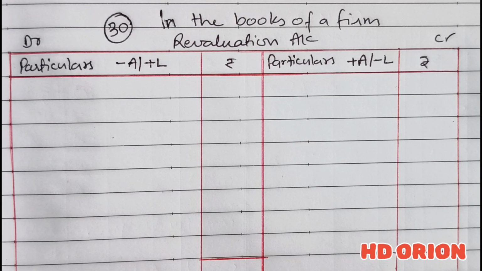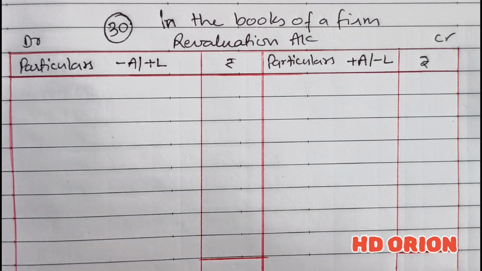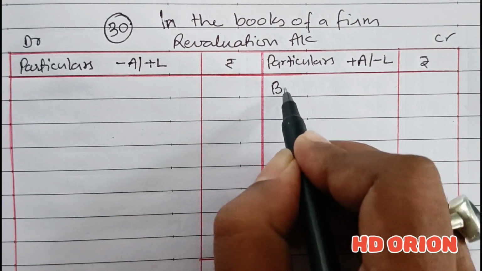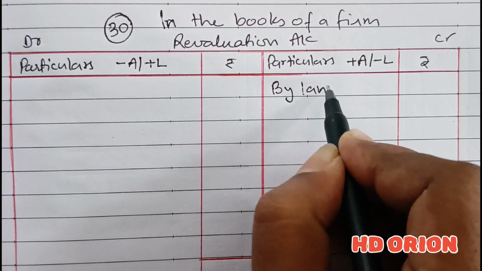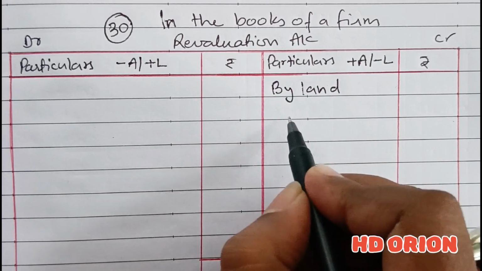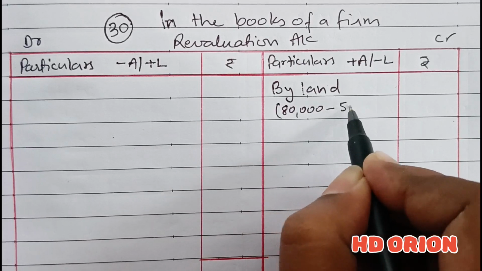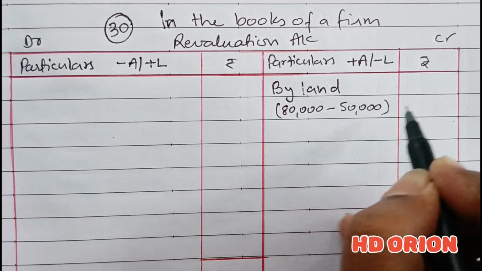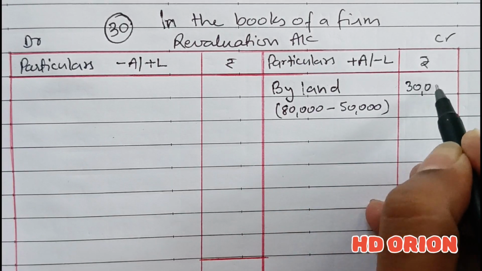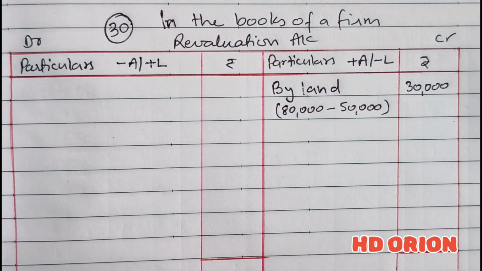Second point says that land will be revalued at rupees 80,000. And in the books it is given 50,000. So the value is increasing, so we will record it on the credit side. So land account debited to revaluation account, it is revalued at rupees 80,000, whereas in the books it is mentioned rupees 50,000. So there is an increase in the value of land by rupees 30,000.